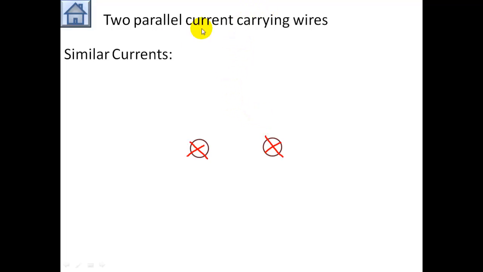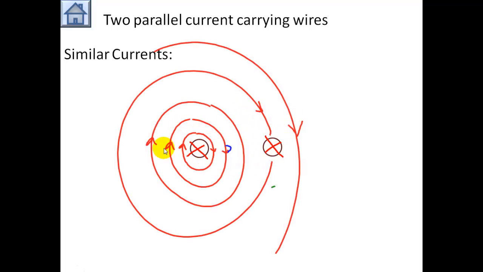Now, two parallel current carrying wires. We have similar currents. This is going away from us, this is also going away from us. Each one will generate its own magnetic field. This is the magnetic field due to this one, and this will interact with the magnetic field due to this one.